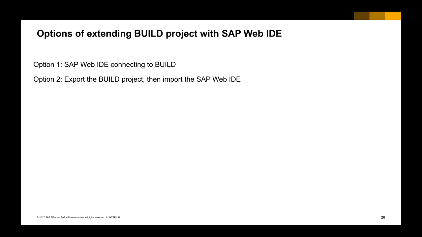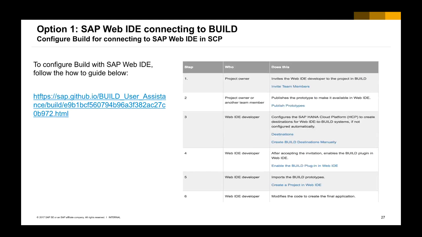And then after that, you have two options to connect SAP Web IDE to build. Option number 1, we can connect SAP Web IDE to the build project online directly. Option number 2, we can export the build prototype project and then import it to the SAP Web IDE. In order to connect a build project to SAP Web IDE in SAP Cloud Platform directly, you will need to accomplish the following configuration.